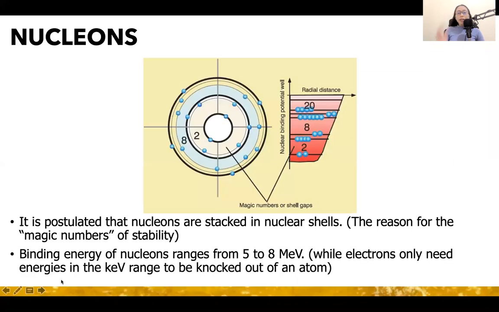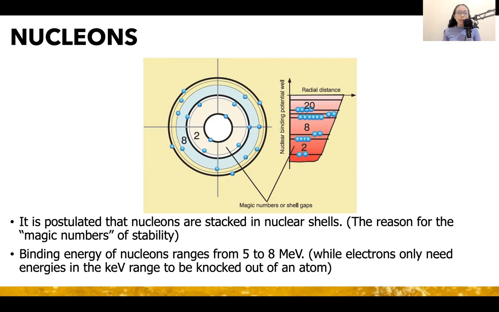Now, there is a collective term for your neutrons and your protons. So they are called nucleons. So whenever you see the term nucleon, it would refer to a particle in the nucleus. So it can be a neutron or it can be a proton.